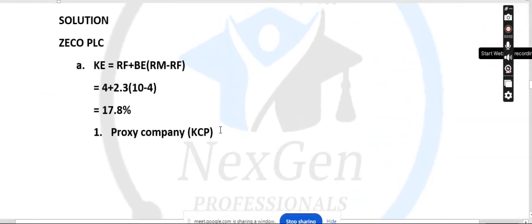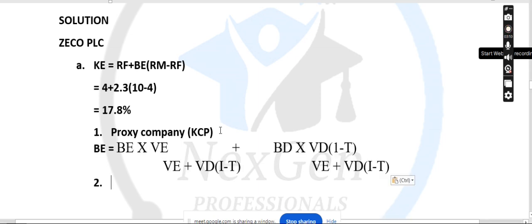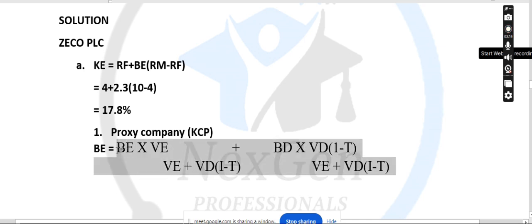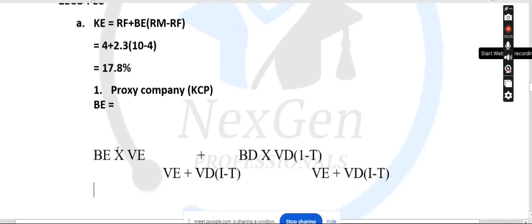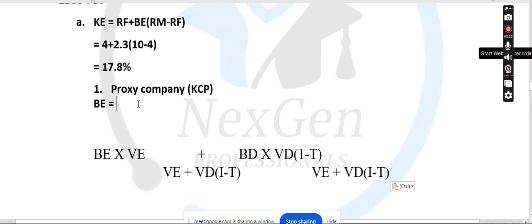Okay, that is step 2, the step 2, equity beta, right? So let's start. What is our BE? Our BE from the question, which is the equity beta, right?